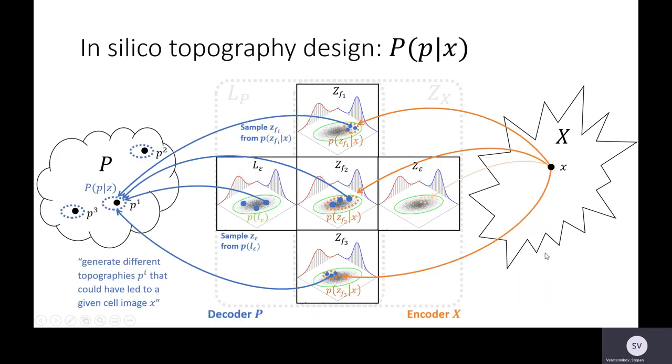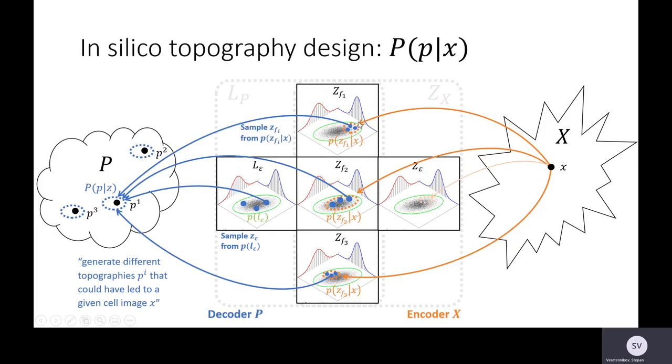The second application is the in silico topography design, which is the inverse mapping, the inverse traversal of the model. Here, the query is to generate different topographies that could have led to a given cell image with some probably desired properties. So we take a single image and pass it to the encoder X, and as a result, we get the distribution within the subspaces ZF1, ZF2, ZF3, and Z epsilon. We get some distribution or a region in space Z epsilon, but again, we are not very much interested in that.